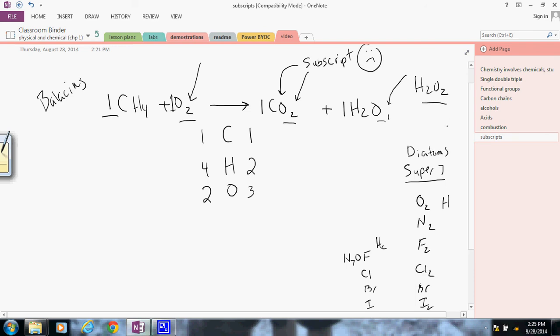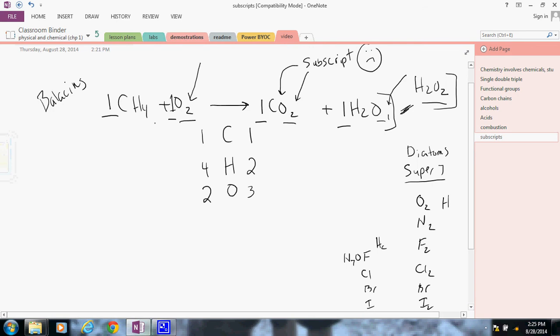So in order to not change the identity of the substance, we want to change the quantity of them, not necessarily the identity of them. Which is why when we balance, we're simply going to change the coefficients as opposed to the subscripts. Changing coefficients does not change the identity of the element or the substance. Alright, so at this point, combustions are the hardest ones to balance.